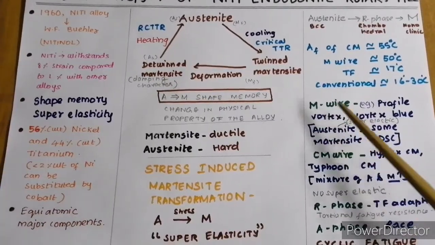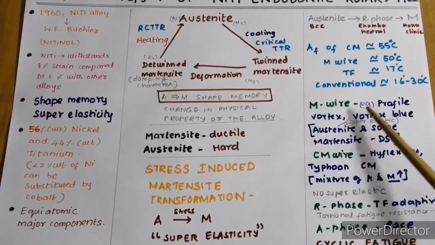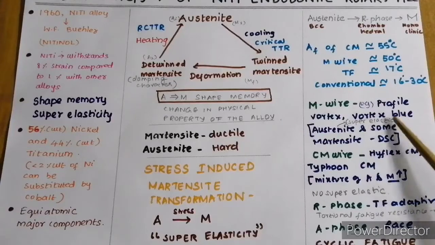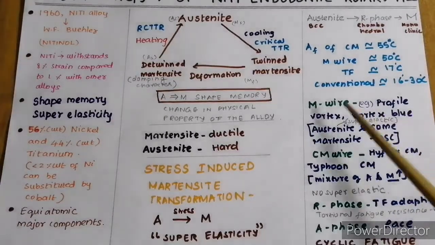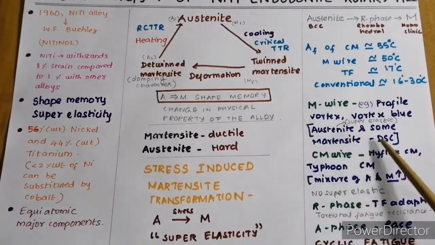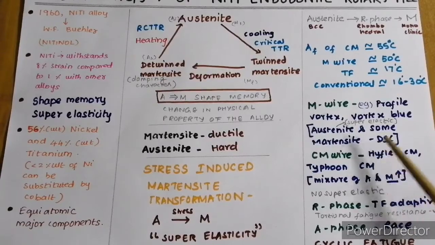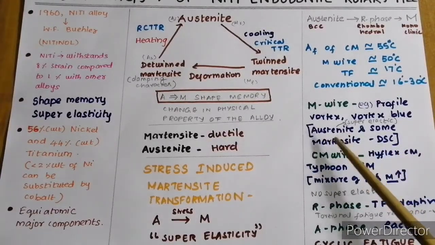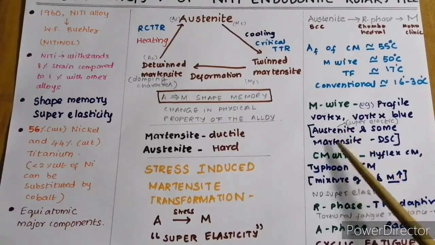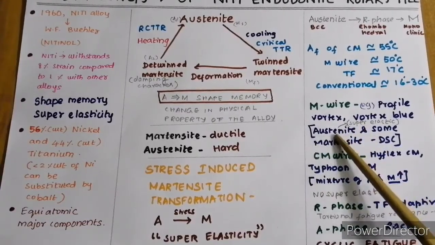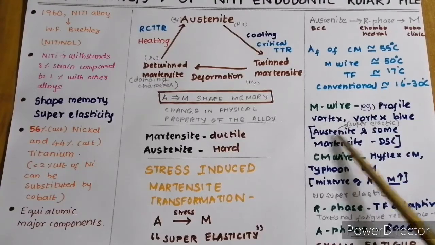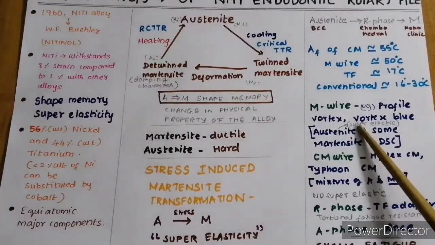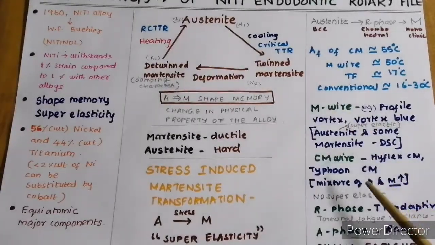So this is M wire. Examples of M wire are ProFile Vortex and Vortex Blue. A few examples. In M wire, while we are studying it with differential scanning calorimetry, we are able to see that it has more austenite phase and some martensite phase. Since austenite phase is still present in a larger significant quantity, the superelastic nature is present in M wire.